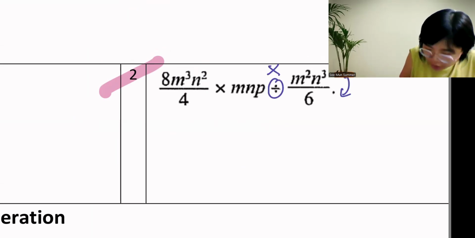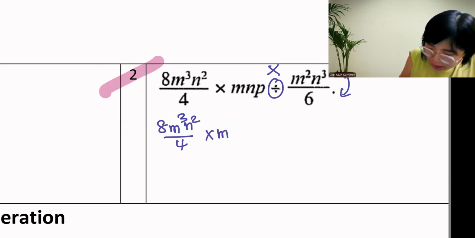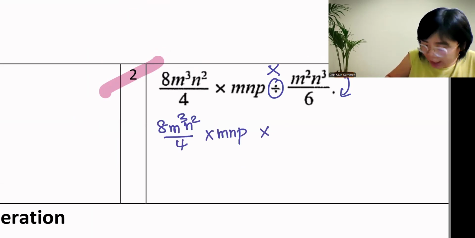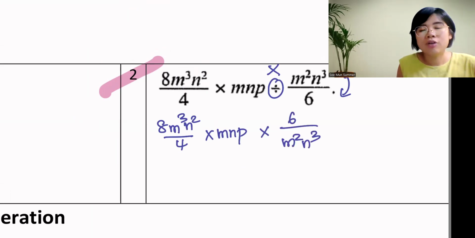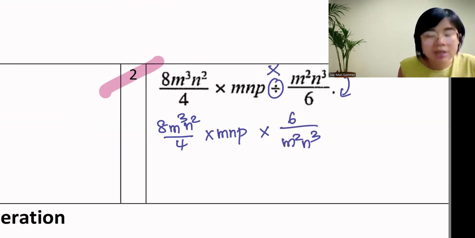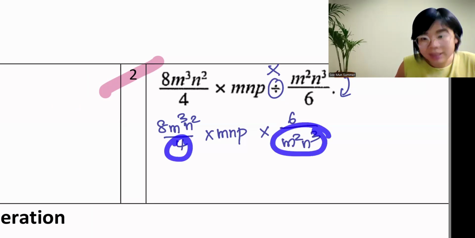So I rewrite the question. Become m^3 n^2 over 4 times m over p, and then times, can you see? Flip it, 6 on top, and then m^2 over n^3. And then remember, for fractions in times, right, actually it's very simple. There's only 2 levels, either on top or below. As long as there's no divide in below, everyone is on top.